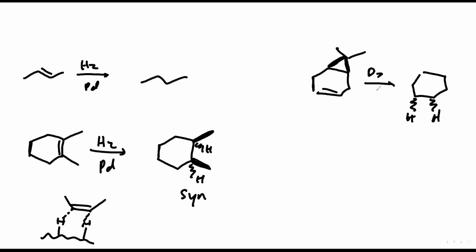Don't be afraid of D2. D2 just means it's heavier hydrogen, so they just want you to track where the deuteriums are going, so that they can see that you understand what's going on. We can see here clearly that they're going to add to the opposite face. So we can hydrogenate alkenes with H2 and some platinum or Pd, doesn't matter. Sometimes you see it over carbon, no big deal.